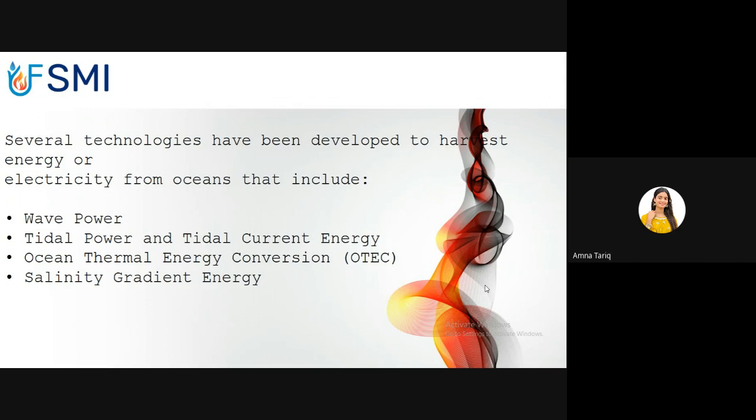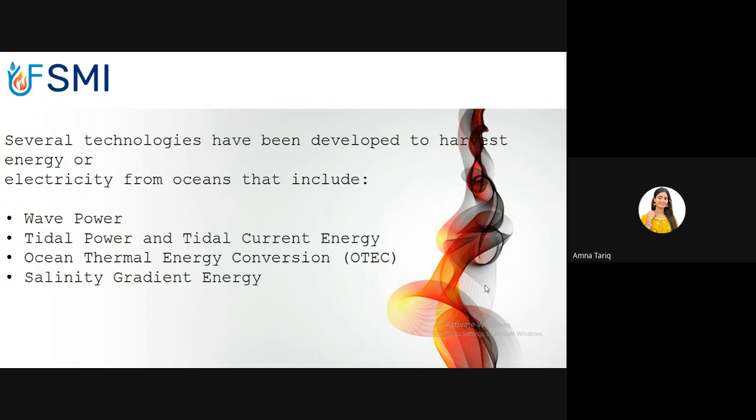The last is salinity gradient energy. What is the working process of salinity gradient energy? Fresh water and salt water are separated by a semi-permeable membrane, allowing water molecules to pass through while blocking ions. Fresh water and salt water come into contact across the membrane. Osmotic pressure is created due to the difference in salt concentrations between the two water sources.